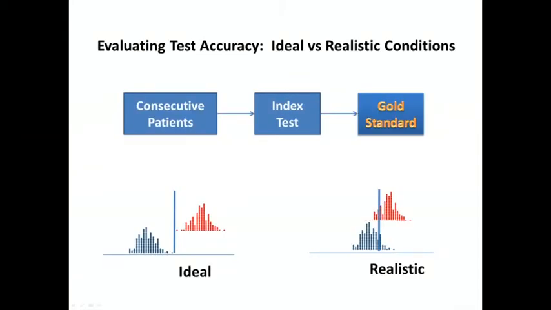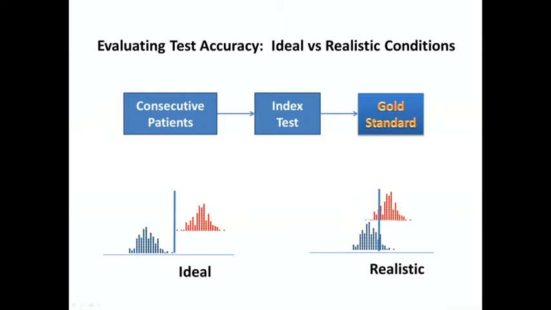So usually when we're evaluating test accuracy, we're comparing a test to some sort of gold standard, and we use what we call the index test. That's the test that we're evaluating, and we compare it to a gold standard.